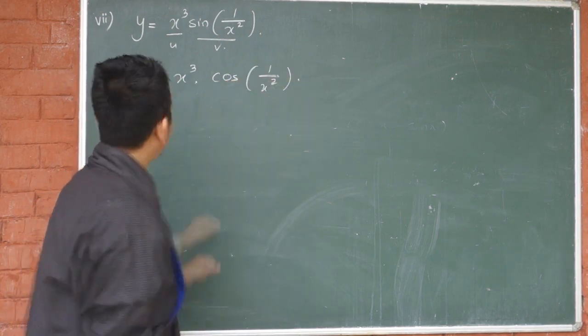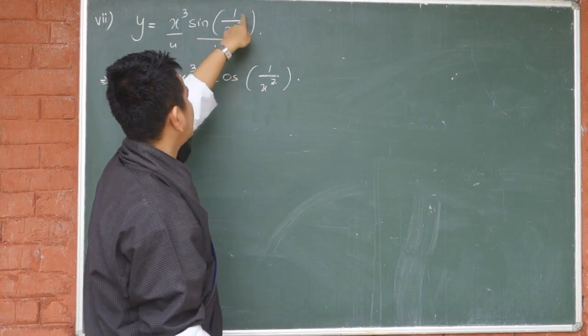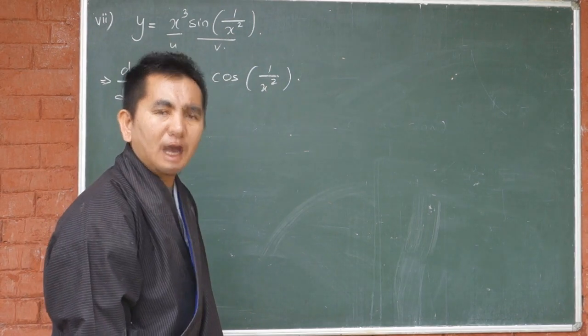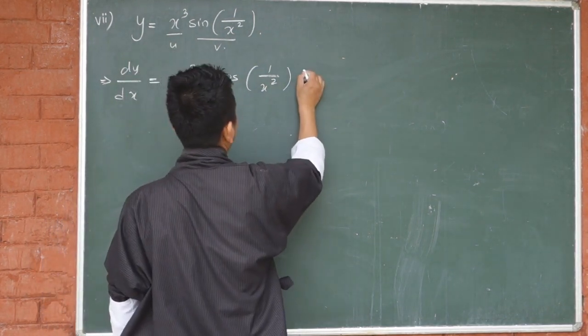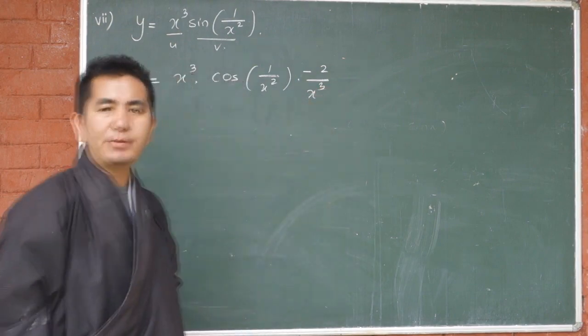Is that correct? Sine is done. Again angle, do not forget the angle. So what's our special case? What's the differentiation of 1 by x squared? I told you, what's the derivative of 1 by x squared? It is negative 2 divided by x cube. I hope you remember now.